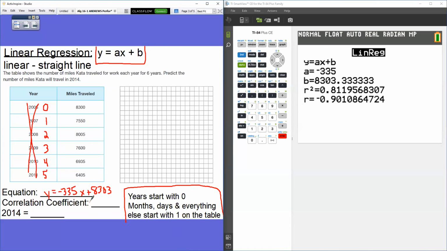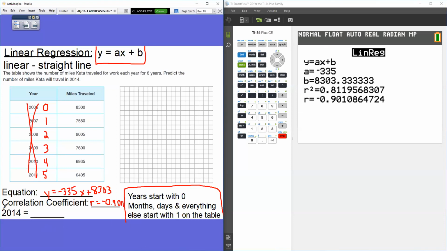Our correlation coefficient, remember, that's our R value. So R equals, we're going to put it to, I don't know, let's put it to the nearest 10th, 100th, thousandth, 10,000. All right, let's go to the nearest 10,000. So negative 0.9011. We would round to the nearest 10,000.